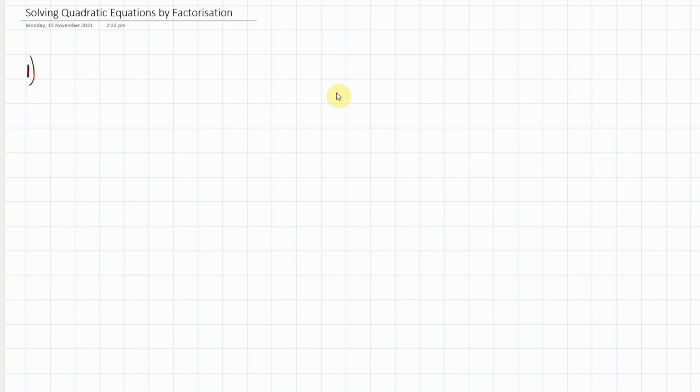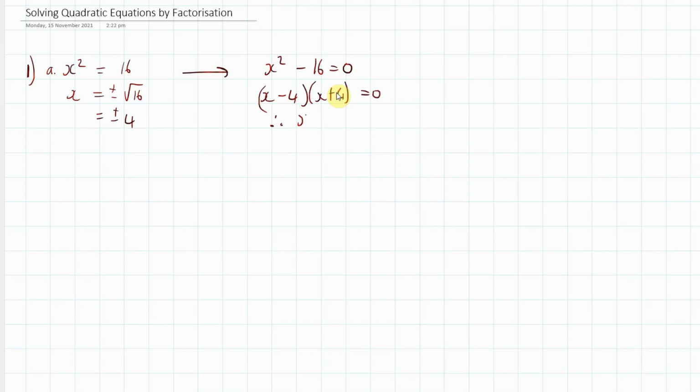Or some of it's the difference between two squares, some of it's even easier than that. So for example, if we look at A, we've got x squared is equal to 16. You can take the square root of both sides, and therefore you've got plus or minus 4. Of course this is actually the difference between two squares, because you can go x squared minus 16 equals 0. And therefore x minus 4, x plus 4 equals 0. Therefore x equals 4 or minus 4. So that's how we solve those.